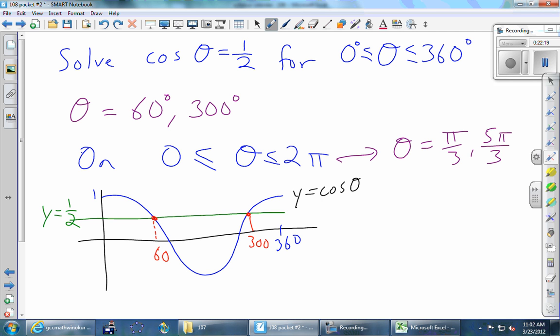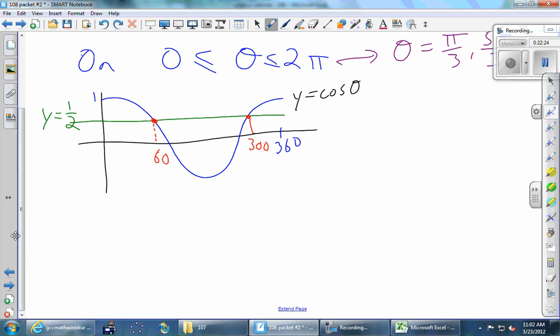Okay, now suppose that we add to that question, solve cosine of theta equals 1/2. Topher. You're right. This one does have 2 solutions here.